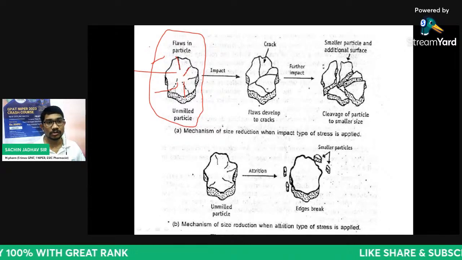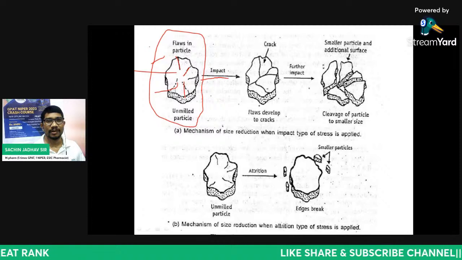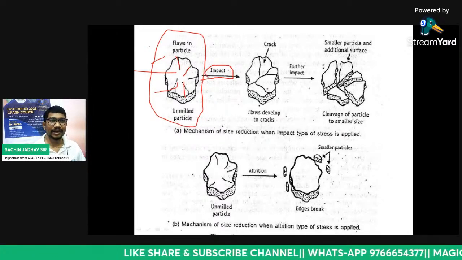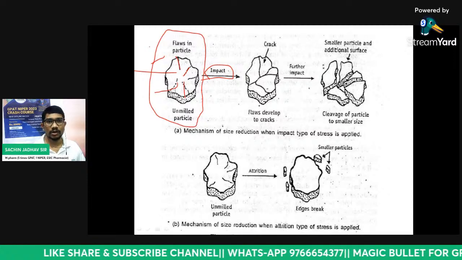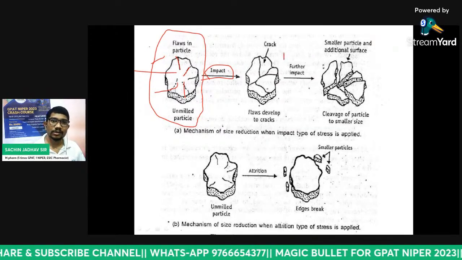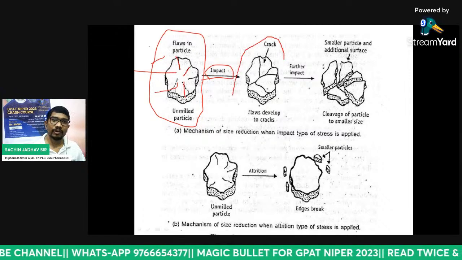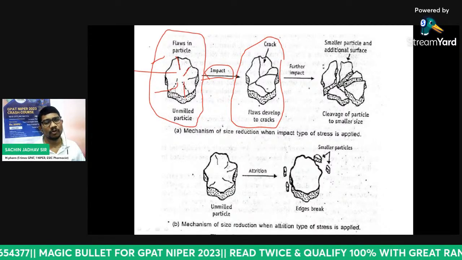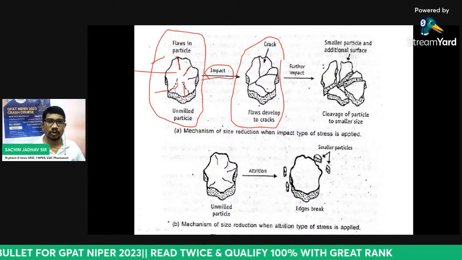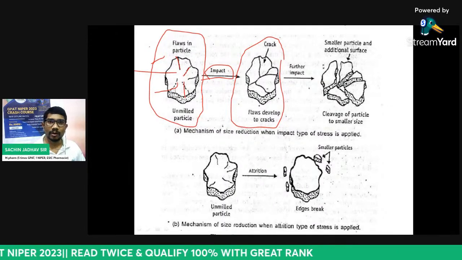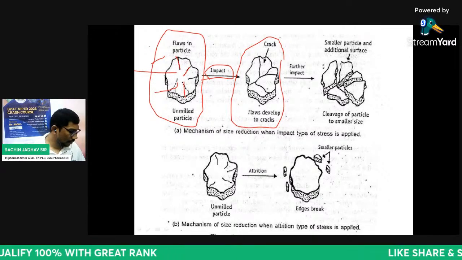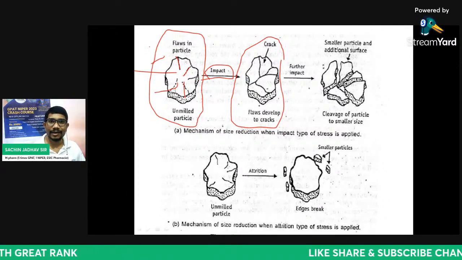Flaws in the particle means weak portion of your particle, and in the weak portion of particle, if you apply a force, for example impact, अगर आपने उसके ऊपर इम्पैक्ट किया जहाँ पे पार्टिकल के ऊपर जो फ्लॉज है मतलब वीक पोर्शन है, तो पार्टिकल टूटेगा कहाँ से, जहाँ पे वीक पोर्शन वहां से, so there will be formation of cracks. So if you apply a impact on the flaws of particle, so there is development of cracks.